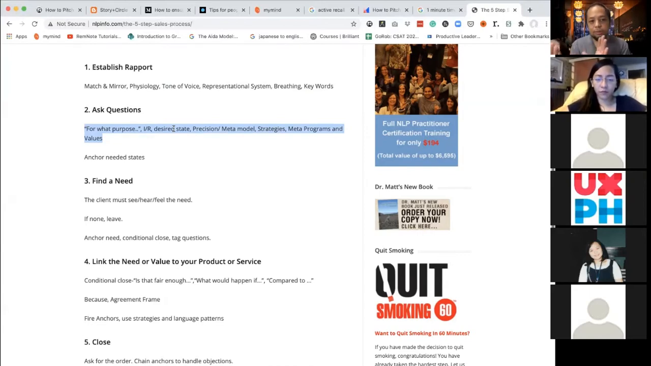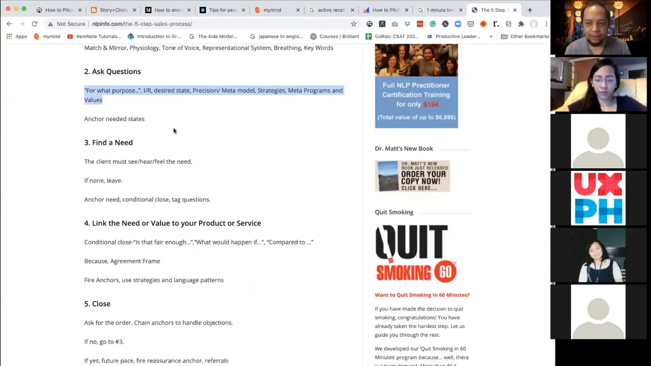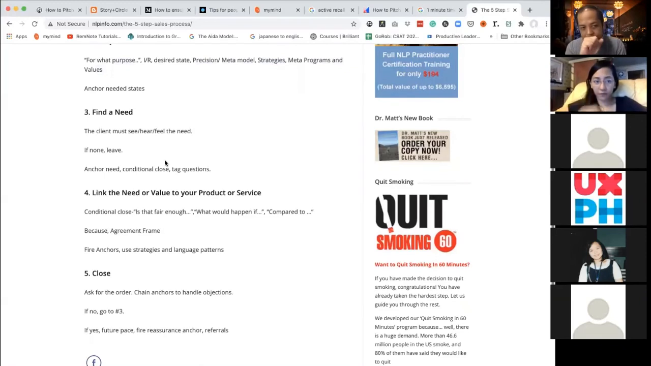So I'm trying to frame ngayon yung discussion. Okay? Yan pretty straightforward yan. In all sales will teach that. Now, the next one is the client must see or feel the need. So this goes to the concept of framing.